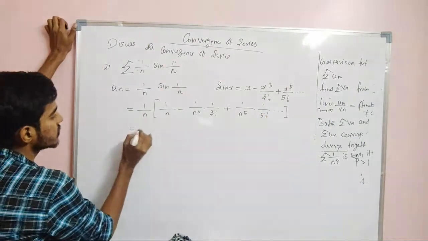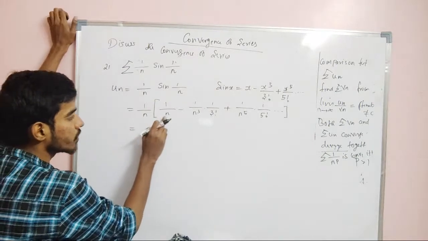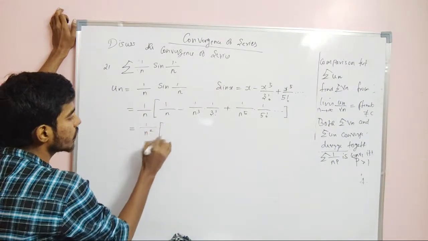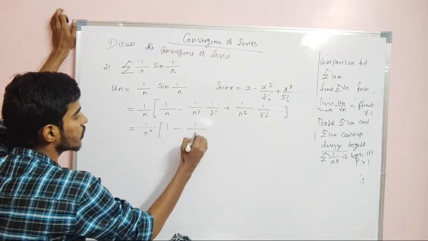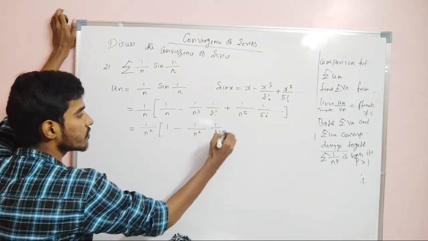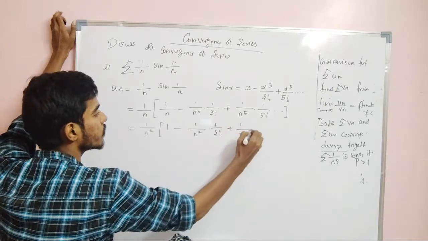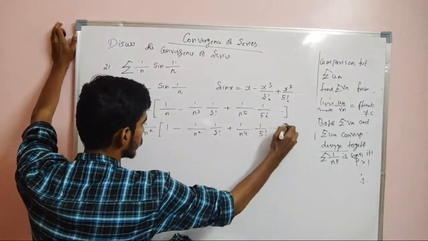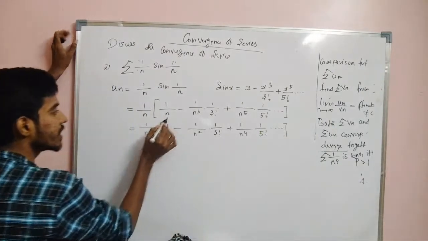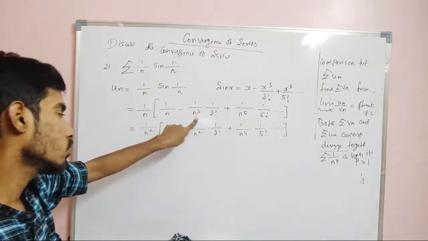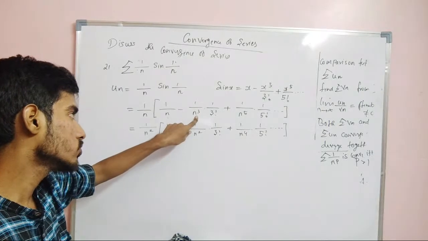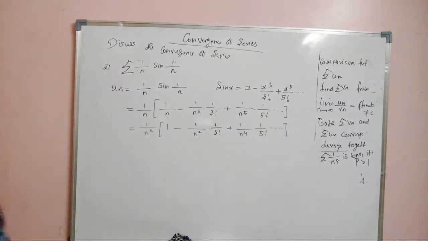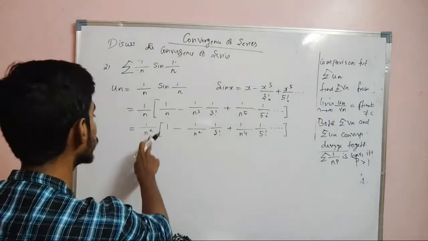Now again you take 1 by n common here. Already here we have 1 by n, that means 1 by n square. So it will be 1 minus 1 by n square into 1 by 3 factorial plus 1 by n power 4 into 1 by 5 factorial and so on. I am taking 1 by n outside, so this will be 1. Here the power will get reduced by 1, so n square, n power 4 and so on. And already we have 1 by n outside, this will be 1 by n square.